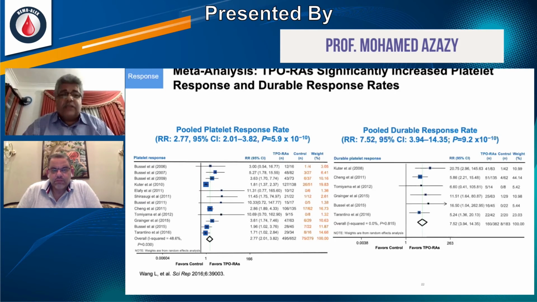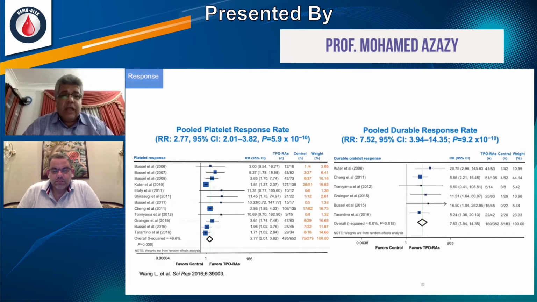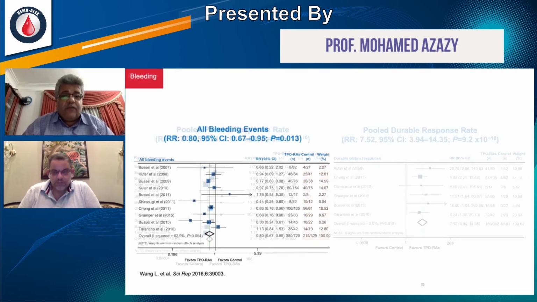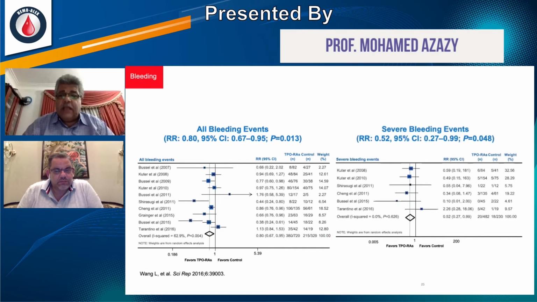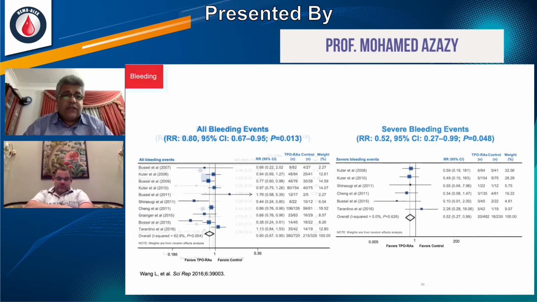The pooled durable response rate was also in favor of TPO, which can maintain a patient, whether on oral or subcutaneous therapy, on a durable response. What about bleeding? The events of bleeding decreased much in those patients who were maintained on TPO therapy compared to the arm of patients who did not take this kind of therapy. Severe bleeding events, not just any bleeding event, were reduced in patients receiving TPO compared to those who did not take this drug.